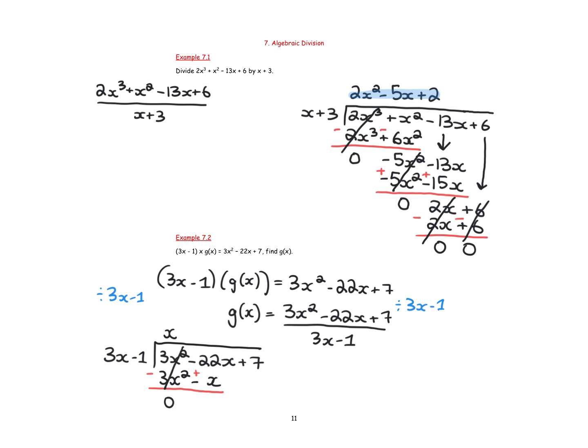And we have minus 22x plus x, which will give us minus 21x. Then we bring down the plus 7, like so. Next, we say to ourselves, we have minus 21x. And if we divide the minus 21x by 3x, what will we be left with? Well, we'll be left with minus 7.